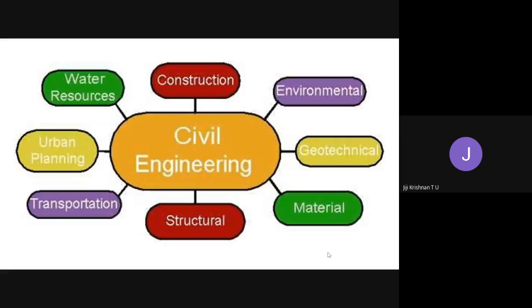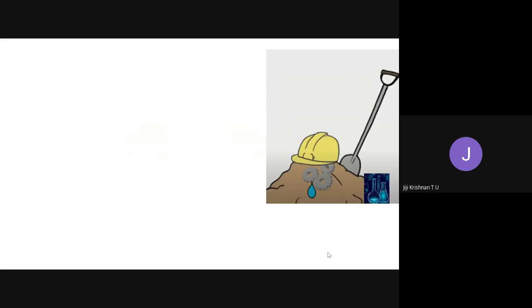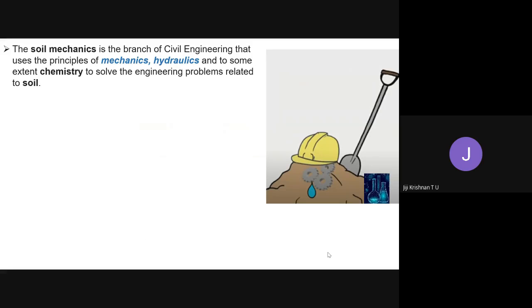mechanics. So there are different branches in civil engineering like construction, environmental, geotechnical, material, structural, transportation, and urban planning. So soil mechanics is the branch of civil engineering that uses the principles of mechanics, hydraulics, and to some extent chemistry to solve the engineering problems related to soil.